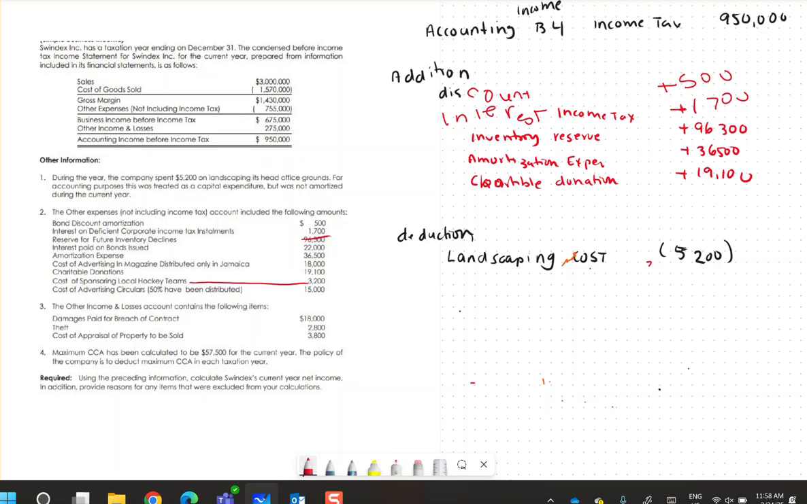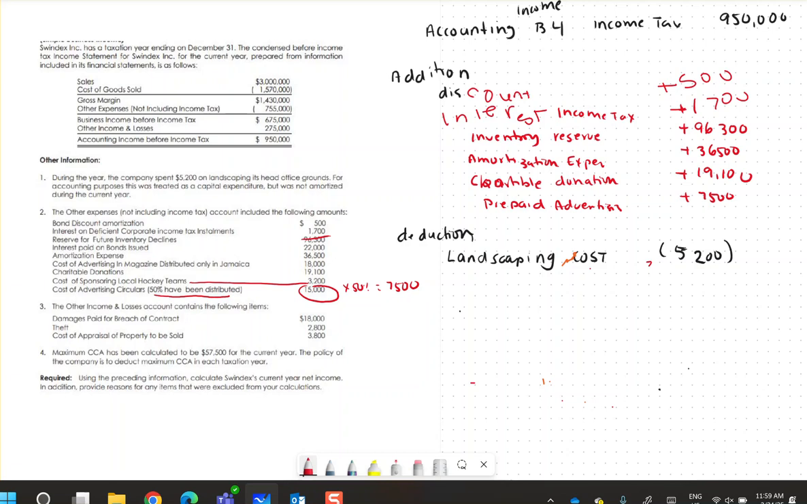Now going further, cost of advertising, circular, 50% has been distributed. If 50% has been distributed, what we need to do is multiply by the 50%, which is 7,500. So we need to add back the 7,500 because that is my prepaid advertising, and we expense it the following year, whenever we use that advertising.